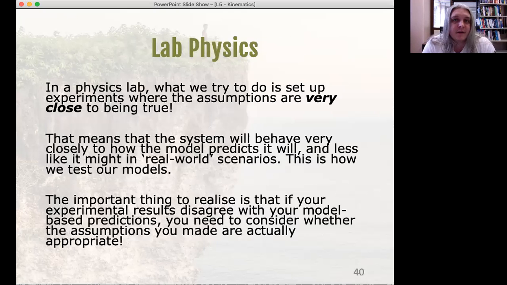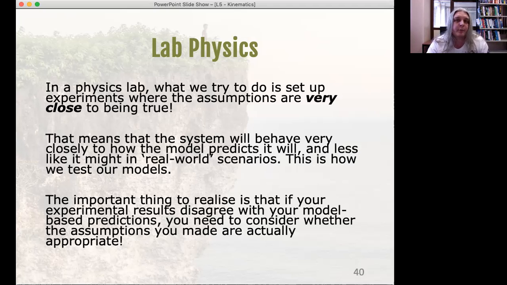And finally, lab physics. When you do physics experiments, what we're trying to do is set up experiments where the assumptions are very close to being true. That means that the system will behave very closely to how the model predicts, and be less like the real world scenario. So if we were going to try and do dropping the rock off a cliff in the real world, then there's all these other factors to control. If we go and do it in a physics lab, we can actually set up a very careful area, an inside space with no wind and no air, no excess air resistance and nothing in the way of the rock and all of that.